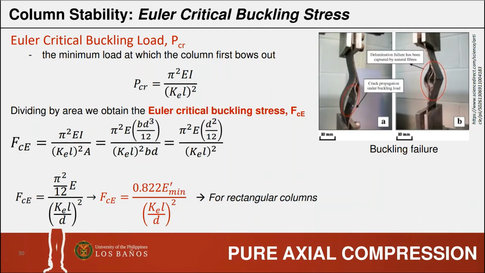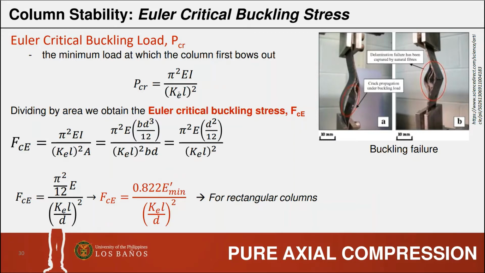Now, to determine the capacity of the column, we have the Euler critical buckling load, P sub CR. This is the minimum load at which the column first bows out. In order to do that, we have a formula: P sub CR is equal to pi squared EI over quantity K sub E times L, squared.